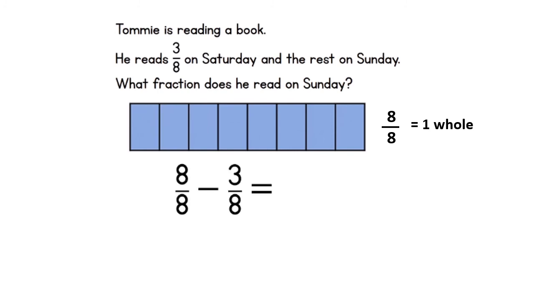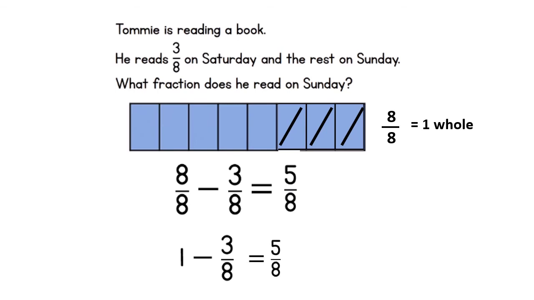So our question is 8/8, so the whole book, subtract the 3/8 he's already read to leave us with what he reads on Sunday. And 8/8 can also be represented as 1. So this question could also read as 1 subtract 3/8. So let's subtract those 3/8. There they go. We are left with 5/8.